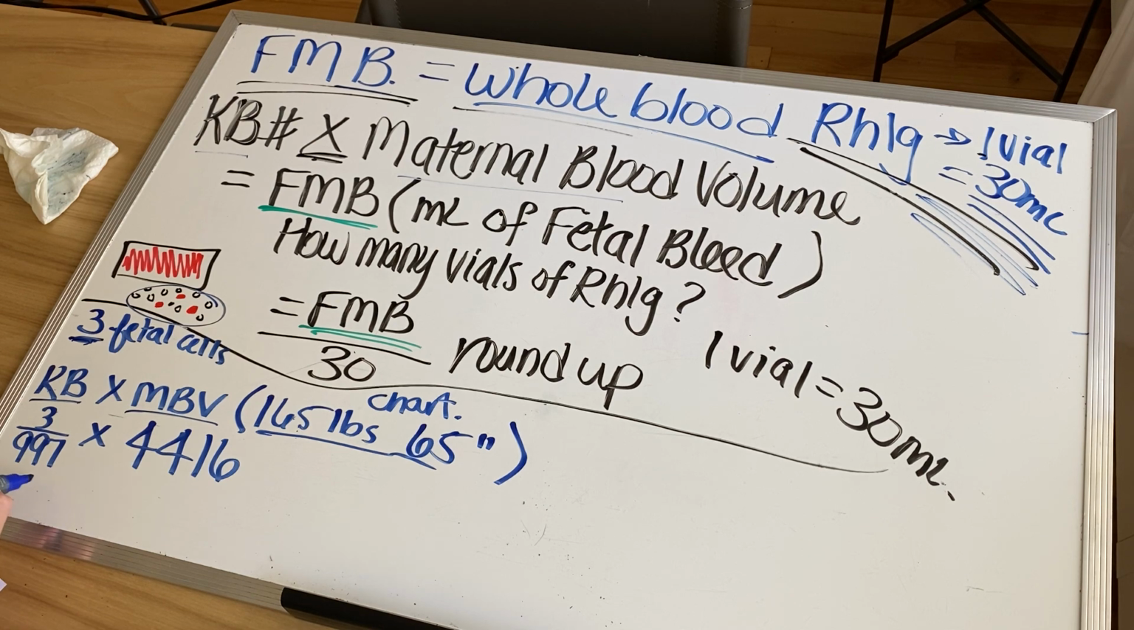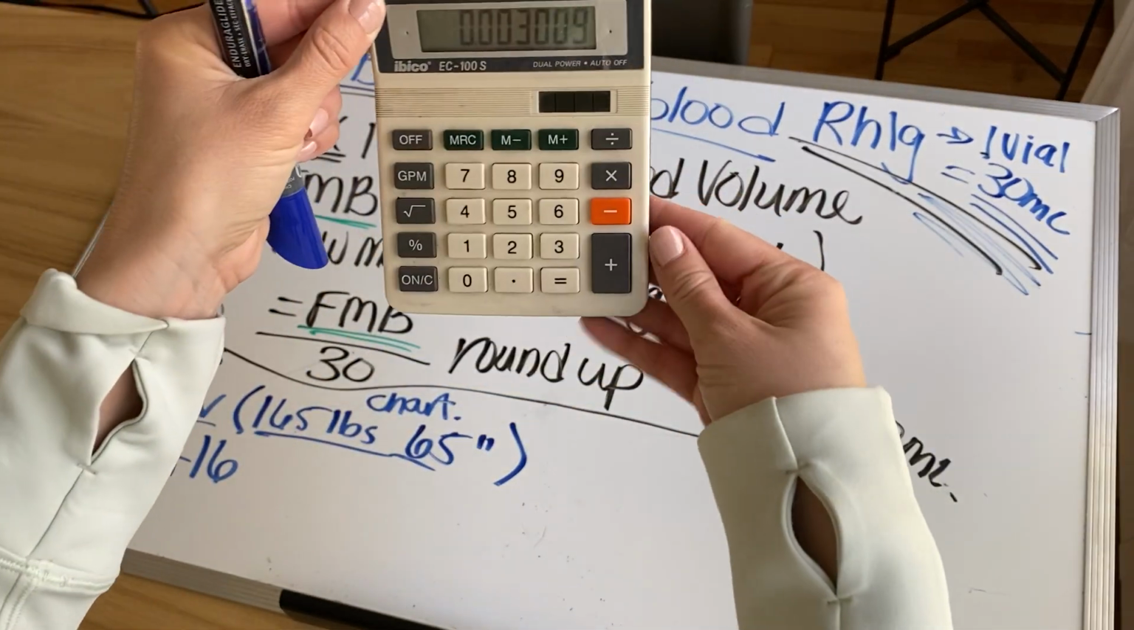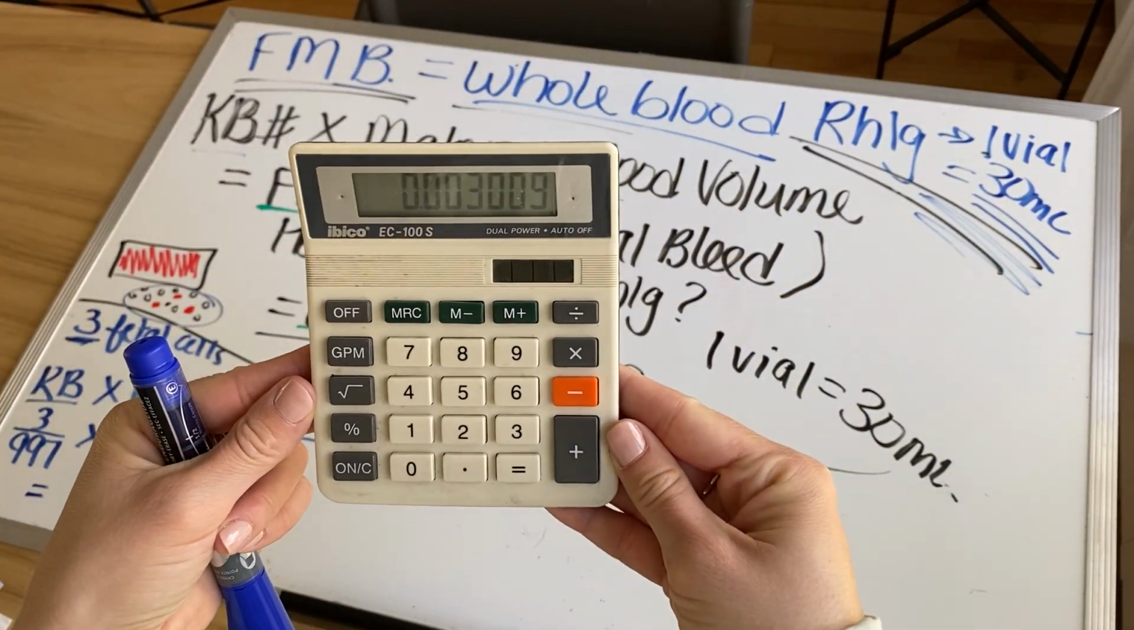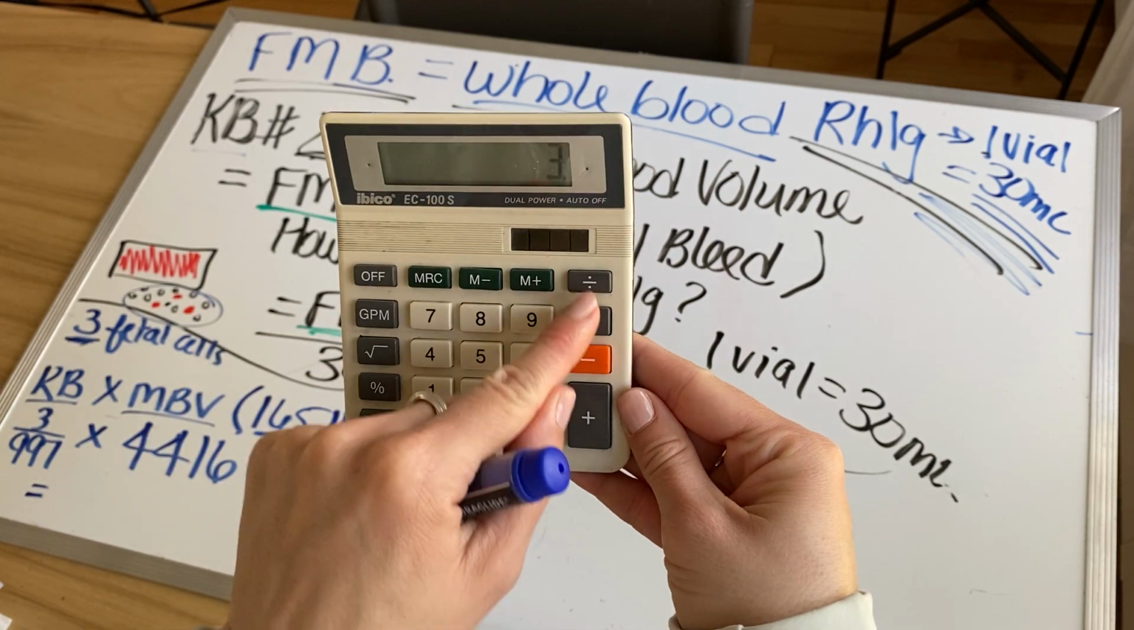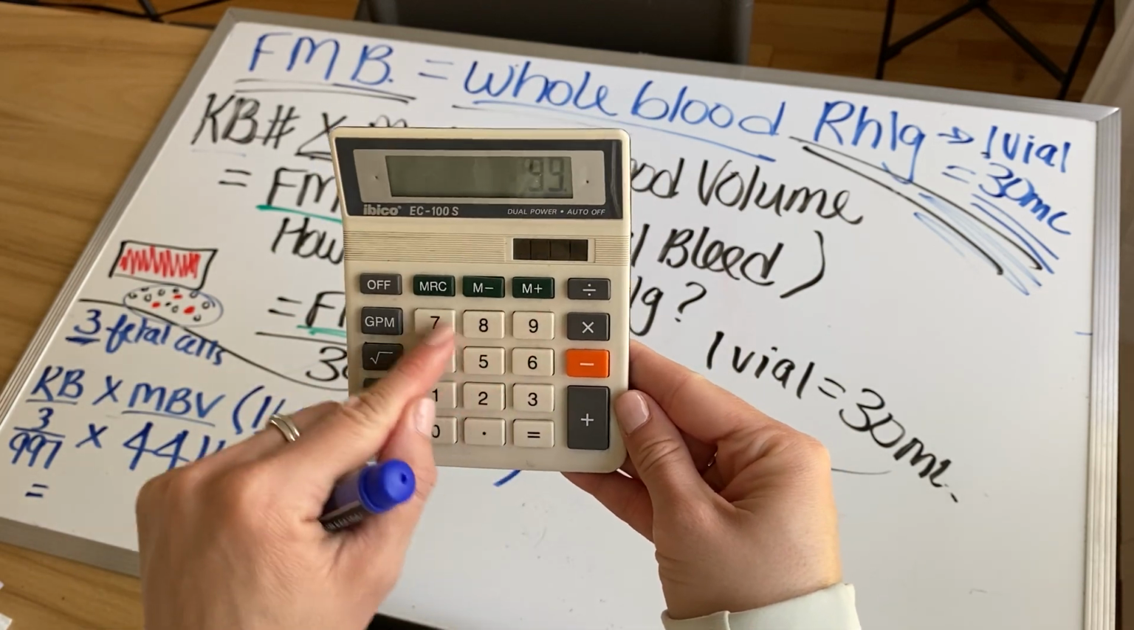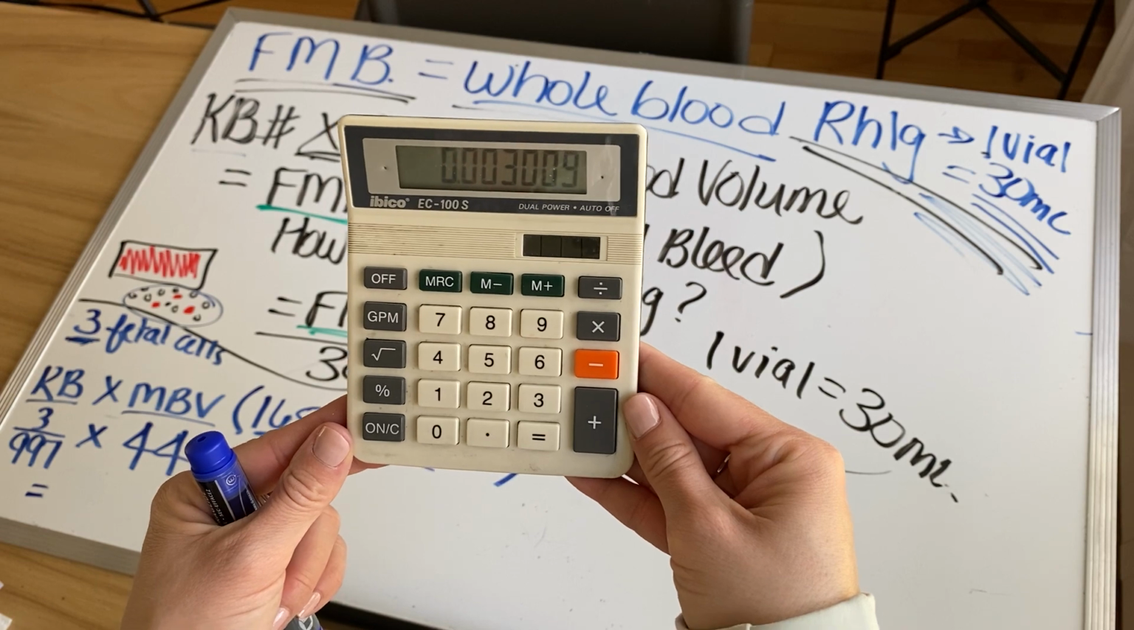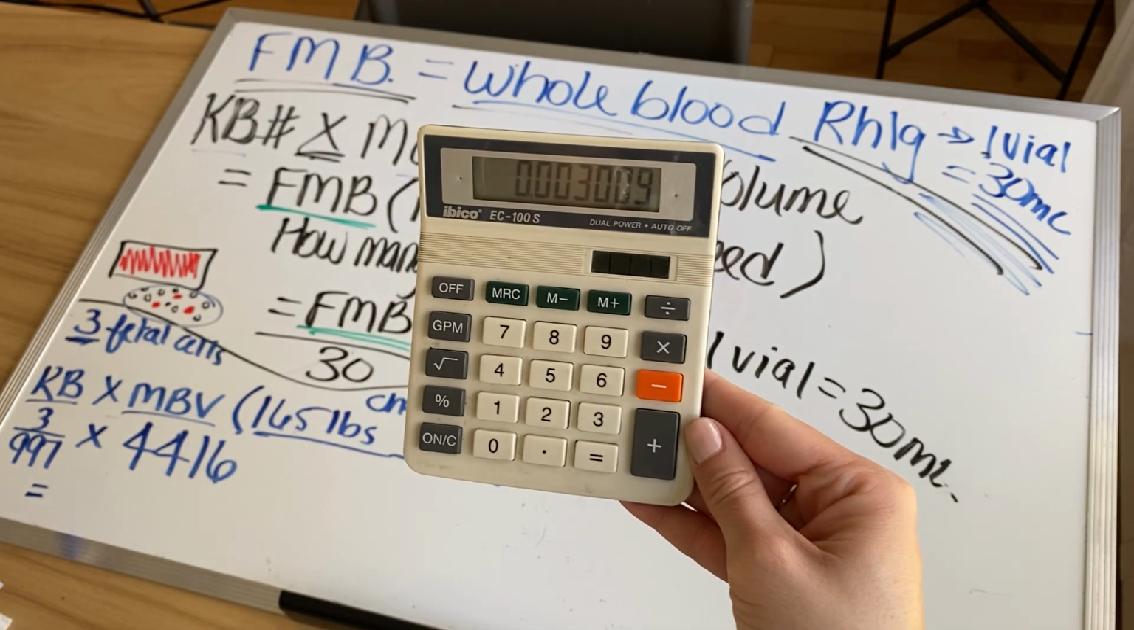And that equals 3 divided by 997. I don't actually do this in the calculator separately. I do them at the same time. So I do 3 divided by 997 equals 0.003009. That's our KB number.